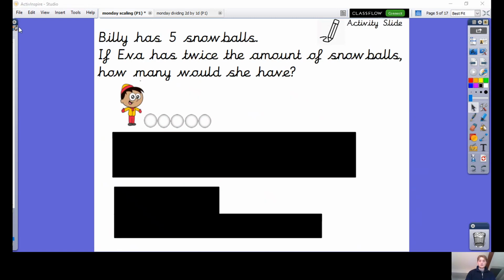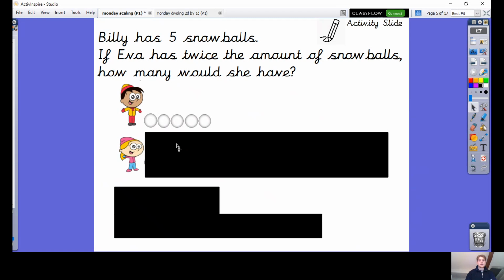Right. This is a little activity for you to have a go now. Billy has 5 snowballs. If Eva has twice the amount of snowballs, how many would she have? So pause the video and have a go at doing that now.